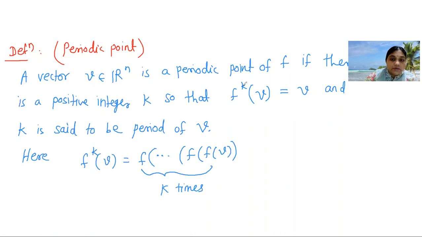So if k is equal to 1, the periodic point will reduce to a fixed point, right? If the period is 1, k is equal to 1, then f of V is equal to V, meaning V is a fixed point. So a periodic point will become a fixed point if the period is 1.